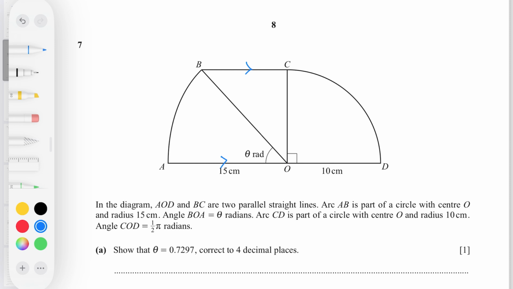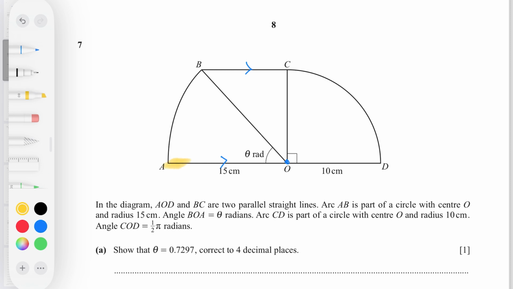Arc AB is part of the circle with center O and radius 15. BOA is theta radians. Arc CD is part of the circle with center O and radius 10, and COD is pi by 2 radians. Show that theta is equal to 0.7297.